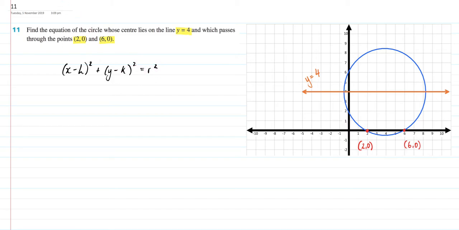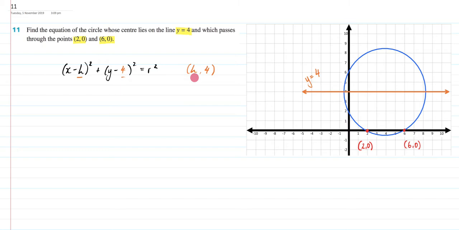Now my h and my k is going to be where my center lies. And we can immediately see by looking at my sketch and just by reading the question, we're told that my center lies on the line y equals 4. So we know that my k value is going to be 4. So I can rub out my k here and in its place put a 4, and so too in the other spot. Perfect. But what is my h value?